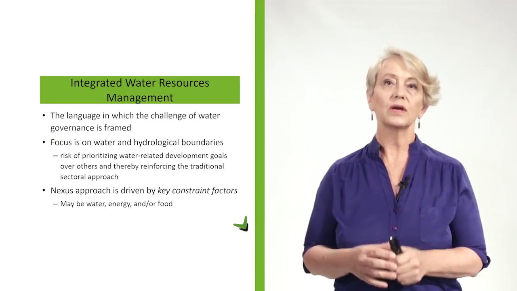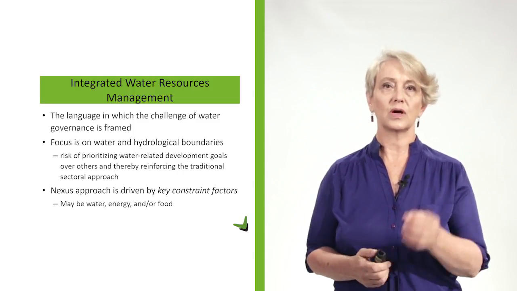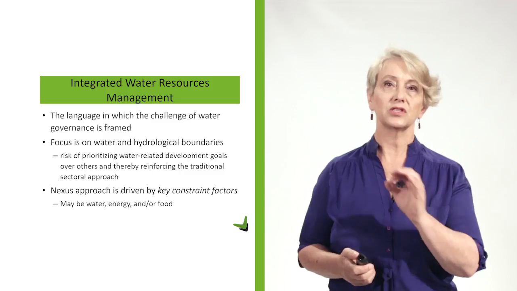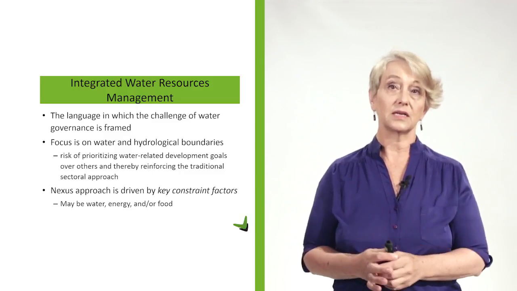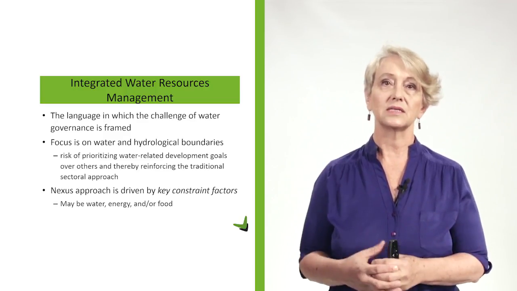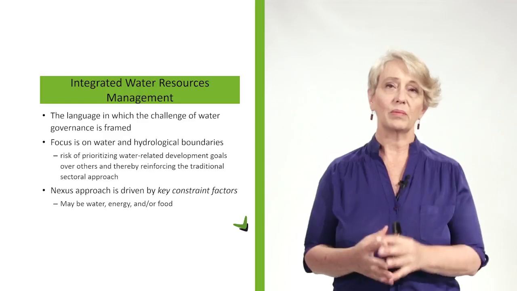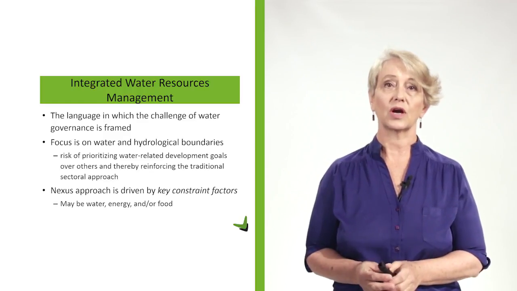Other frameworks put a different emphasis, and some frameworks try to address all three of them simultaneously. In fact, when looking at the nexus planning approach, it's often useful to identify which is the key constraint of the three elements and focus on that as the central core. And in some cases, water is the key constraint. In other cases, it may be land and food, or it may be energy that is the key constraint that defines the problem one is trying to deal with.